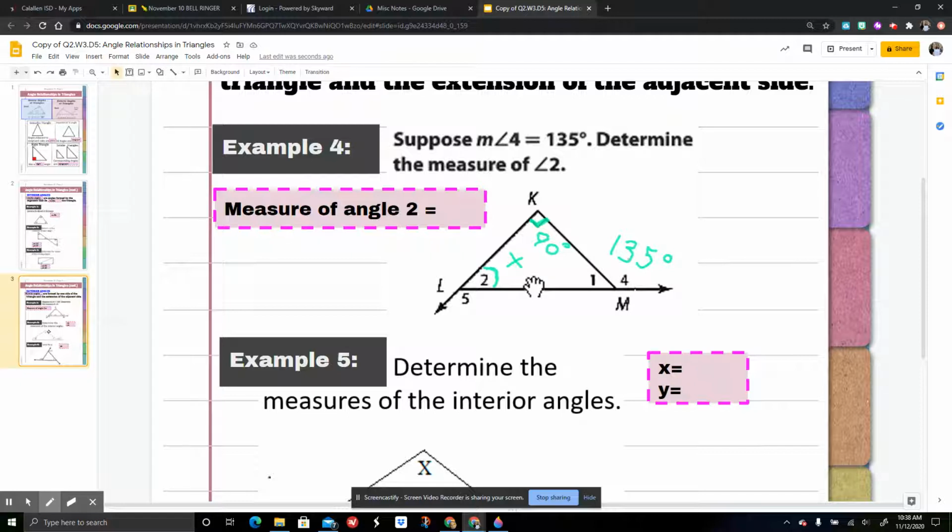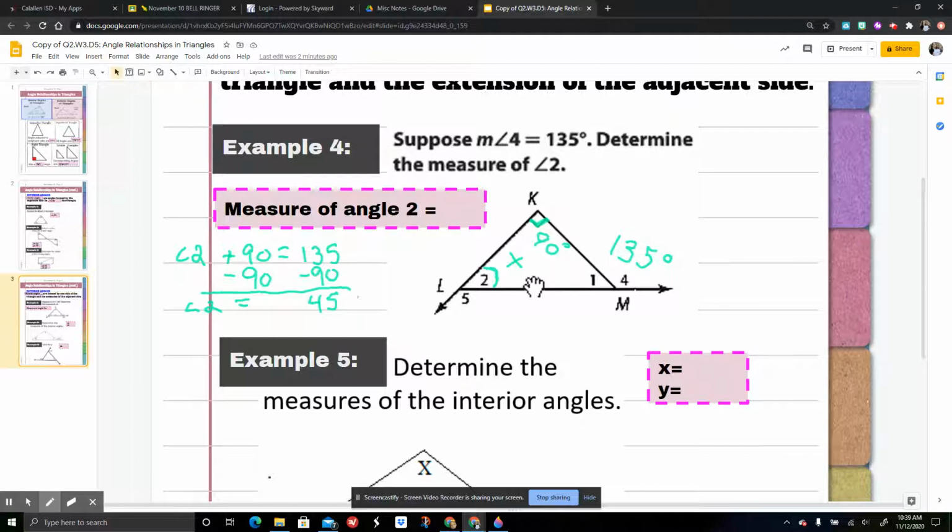So I could say angle 2 plus 90 equals angle 4, which is 135 degrees. And so I can subtract 90 from both sides. And angle 2 equals 135 minus 90. We would do 5 minus 0 is 5. And then we could regroup, which would still be 13. So that's a 4. 13 minus 9 is 4. So angle 2 is 45 degrees.